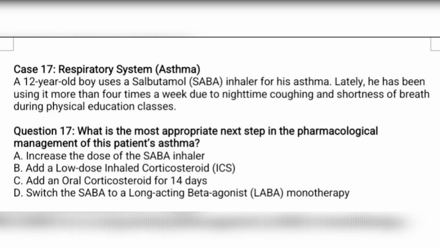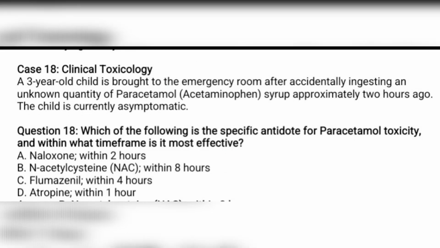Answer B. Add a low-dose inhaled corticosteroid, ICS. Explanation. Frequent SABA use indicates poorly controlled asthma. The standard next step is adding a maintenance controller medication, primarily a low-dose ICS, to treat the underlying airway inflammation.